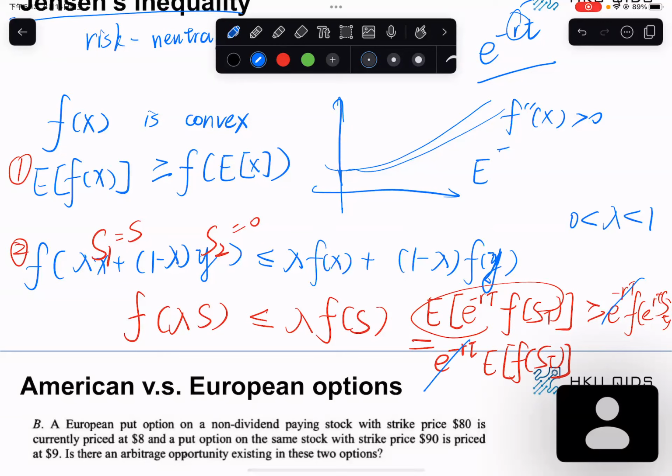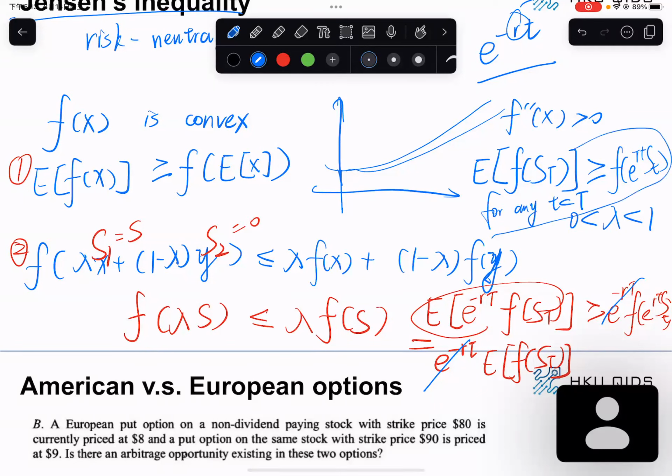We can have that the expected value of f at maturity is going to be larger than or equal to f(e^{rt}) for any t smaller than the maturity date, right? Which means the expectation of the price of this American option at maturity is going to be its maximum over any time period before that, by Jensen's inequality. And I think it's really a good way to prove it, it's elegant, okay?